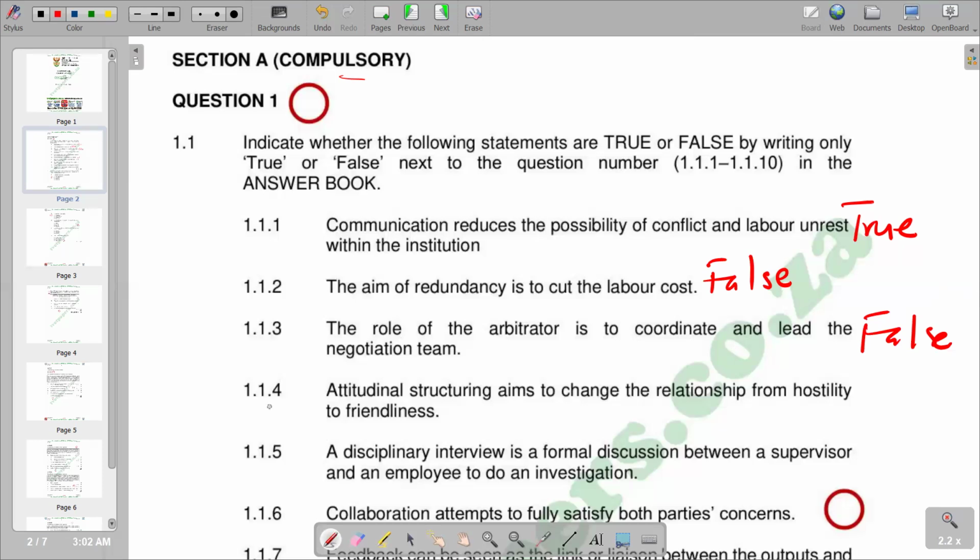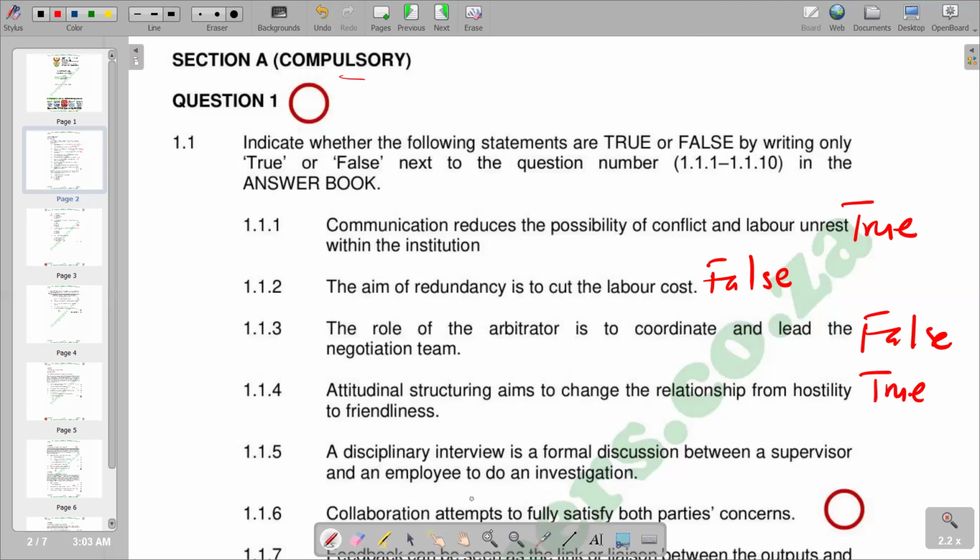Then we go to our statement 4. Attitudinal structuring aims to change the relationship from hostility to friendliness. So that makes our statement true. So attitudinal structuring is the reshaping of attitudes of the people working together so that they work in harmony. So that makes the statement true, as we are seeing that it's a change. It aims to change the relationship from hostility to friendliness.